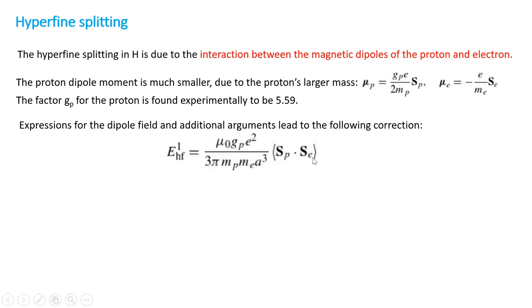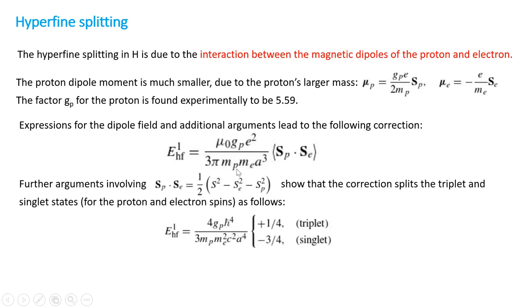And then we have the expectation value of S_p dot S_e, the dot product between the two spins, which comes from the dot product between the magnetic moments, since the magnetic moments are proportional to the spins. So we have that following correction. And then some further arguments involving rewriting this S_p dot S_e give us that S_p dot S_e is 1/2 (S squared minus S_e squared minus S_p squared). We can get that by taking big S, which is the total of S_p plus S_e, taking the dot product of it with itself, and then expanding and solving for S_p dot S_e. So we get this expression here, and this can be simplified because we know the expectation values of S squared, S_e squared and S_p squared.